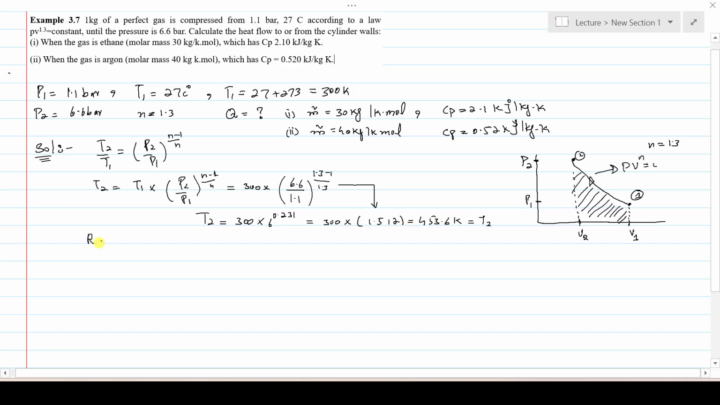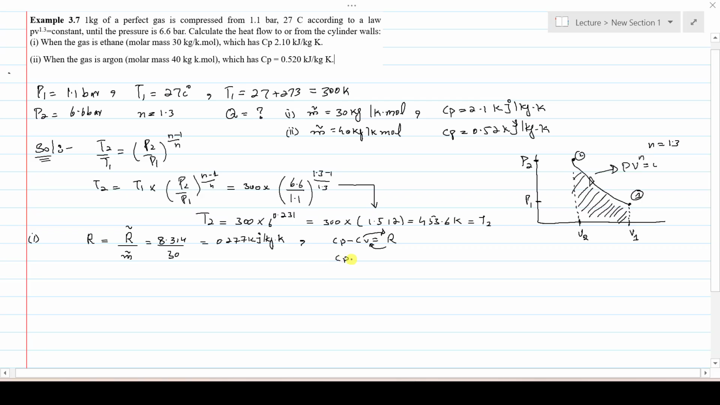Now the specific gas constant R is equal to the universal gas constant divided by the molar mass. Its value is 8.314 divided by the molar mass, which is 30 kg in the first case. The value becomes 0.277 kilojoule per kg Kelvin. We are solving this for the first condition, where the gas is ethane. We also know that Cp minus Cv is equal to the gas constant. The Cp value is given here.